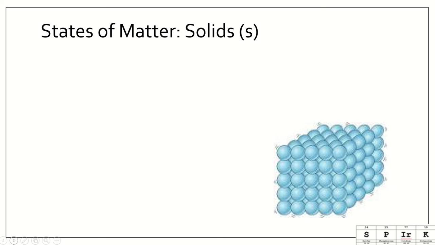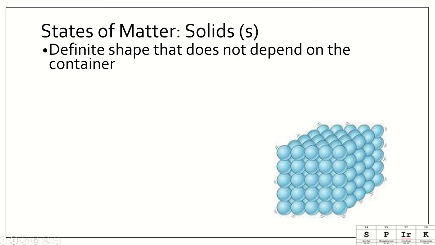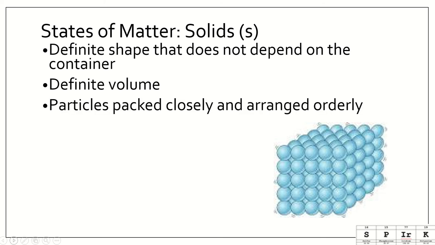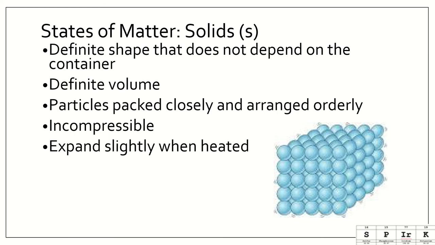So we're also going to talk about states of matter. The first state of matter we're going to talk about is a solid, which is denoted by a lowercase s. Solids have definite shape that does not depend on the container. No matter what container you put it in, its shape does not change. They have a definite volume. Their particles are packed closely and they are arranged orderly, as you can see from the particle diagram in the bottom right-hand corner. Solids are very ordered. They are incompressible, which means that we cannot squish them, and they expand slightly when they are heated.